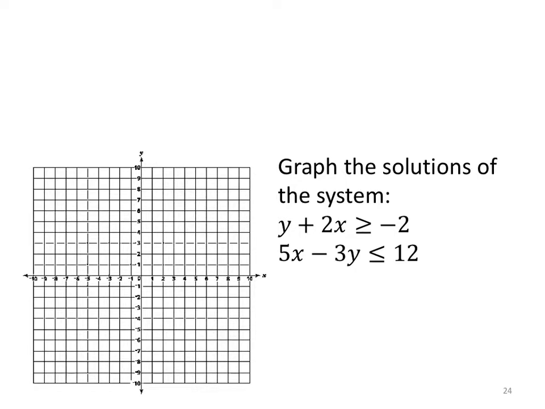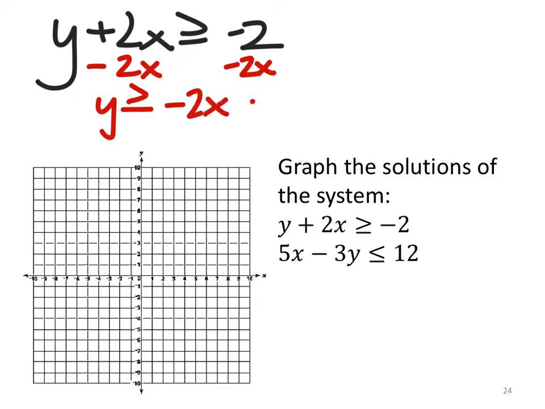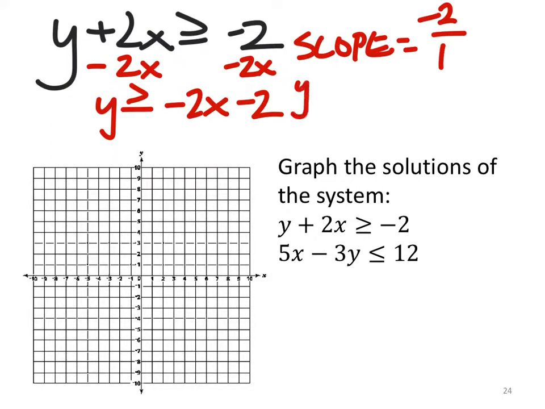All right. So that would give us... Oh, that's not what I want. Y plus 2x is less than or equal to negative 2. But I would need to subtract 2x from both sides. And I get y is greater than or equal to negative 2x minus 2. So then we have the slope of negative 2 over 1 and a y-intercept of 0, negative 2. So let's go ahead and graph that line.